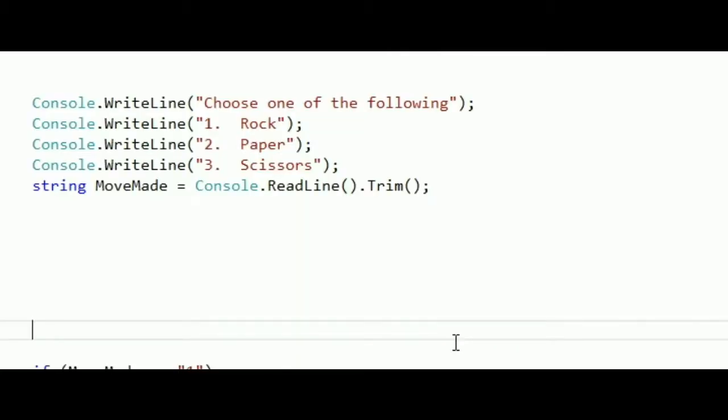It's a very typical thing that you want to do in the console. The user is presented with a list of choices, and you want to do something depending on which one of those choices they make. In this case, it's a very simple game of rock, paper, scissors that the computer is always going to win. One option for dealing with the user's choice is to use a series of if statements.